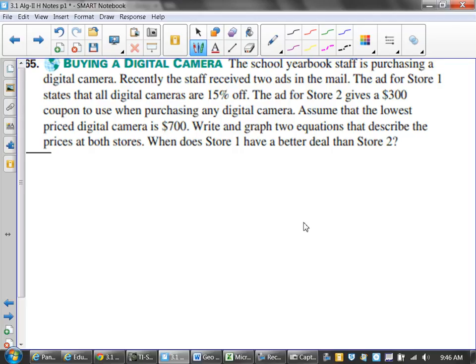So, one of the things they talk about here is the ads. The ad for Store 1 says all digital cameras are 15% off. The ad for Store 2 gives you a $300 rebate when purchasing a camera. Assuming that the lowest priced digital camera is $700, write and graph the two equations to describe the prices at both stores. When does Store 1 have a better deal than Store 2? Basically, what it's saying is, at what point are you getting a better deal between the two stores? At one you save more money, and at the other you save more money.